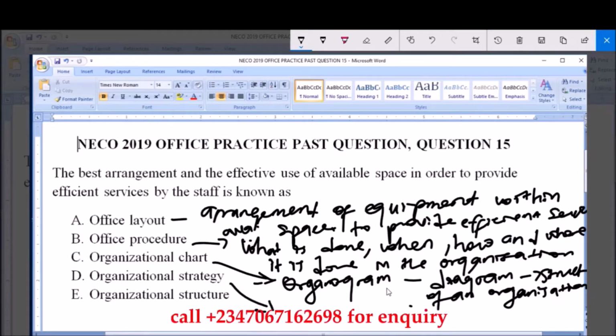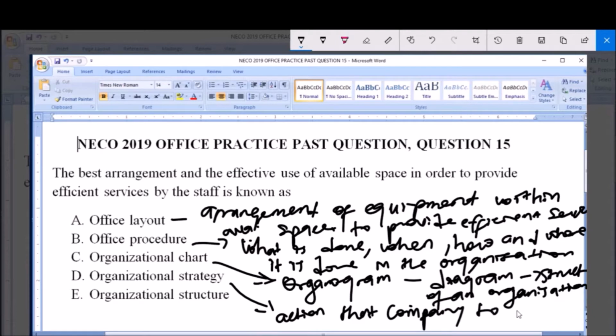Now this is the sum of actions a company intends to take to achieve their long-term goal. These are actions, the strategies, that companies take to achieve their goal. Then E says organizational structure.